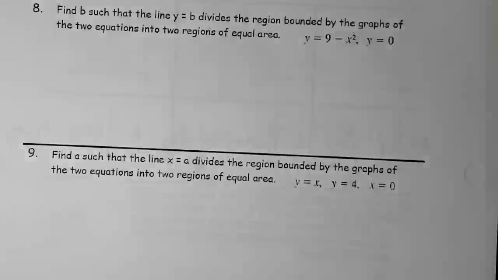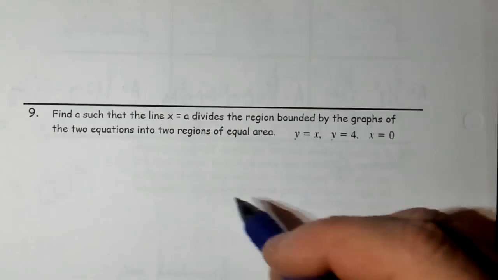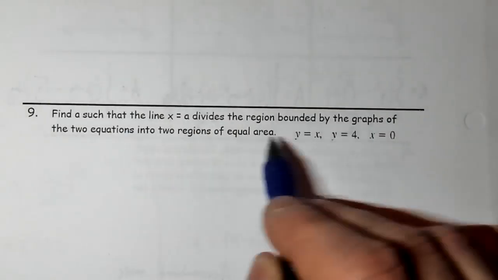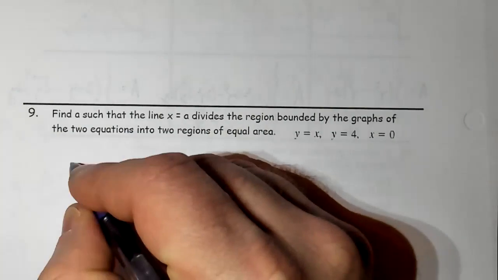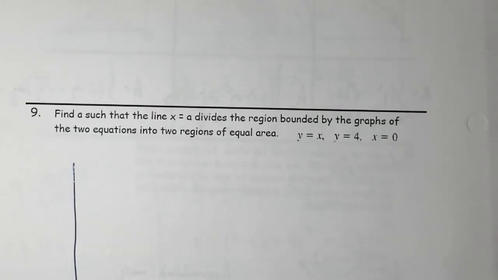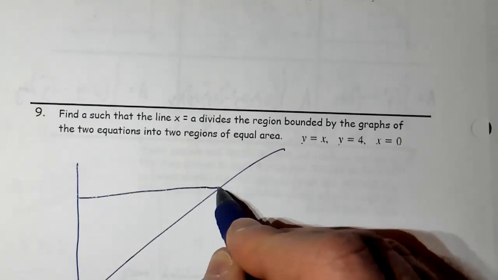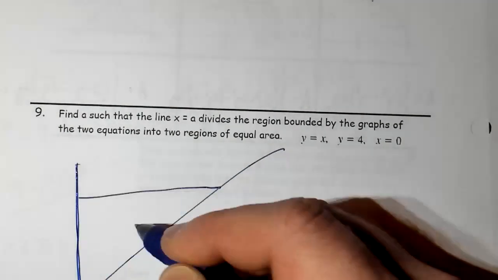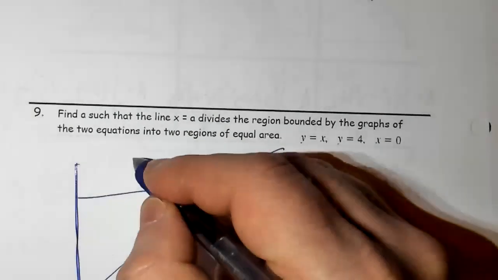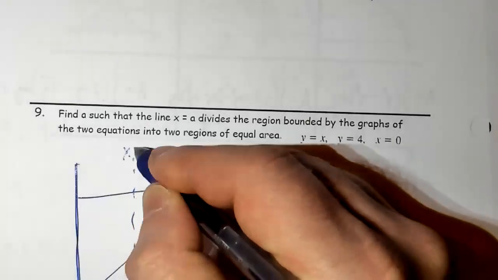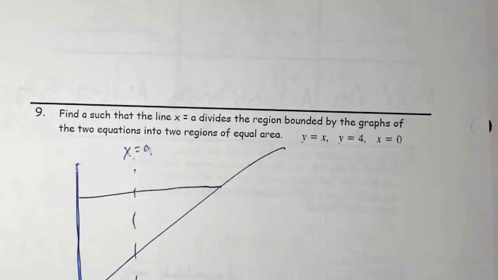I've got 2 minutes because I think these cut out at 30 minutes, so I'm going to try and rattle through this real quick. So I've got a vertical line that I want to represent. This is y equals x. We've got y equals 4 and x equals 0. So we're going to try and divide this by a vertical line x equals a.